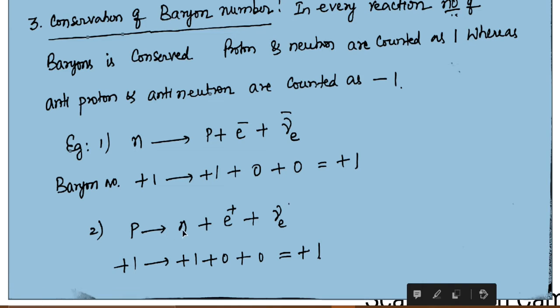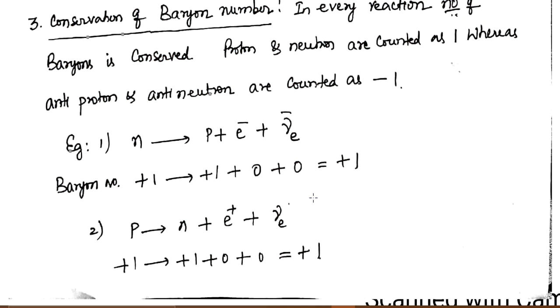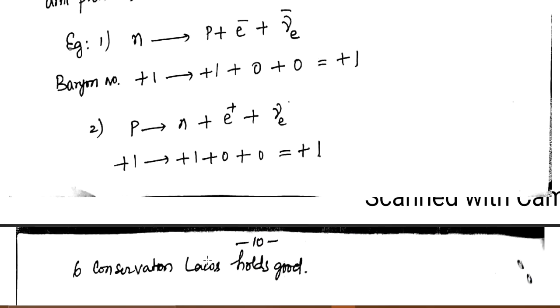Proton giving rise to neutron plus positron plus neutrino. So the baryon number is plus 1 for proton, plus 1 for neutron, 0 for positron, and 0 for neutrino with respect to electron. Thus, the baryon number is plus 1 on the left hand side of the reaction and the right hand side of the reaction. In both the examples, baryon number is conserved.